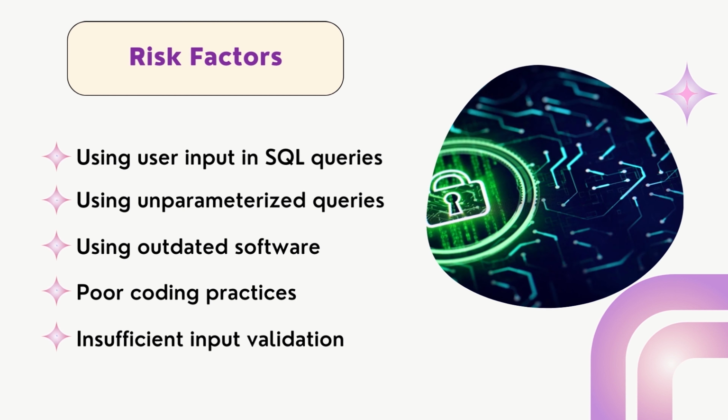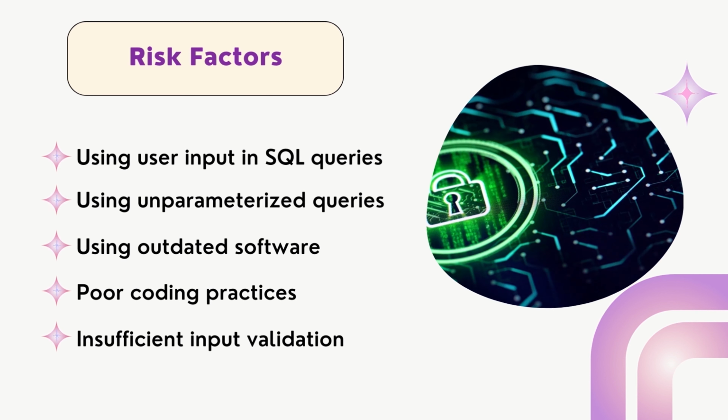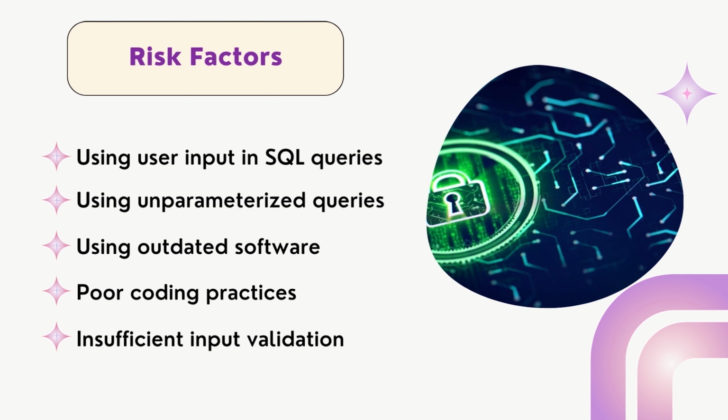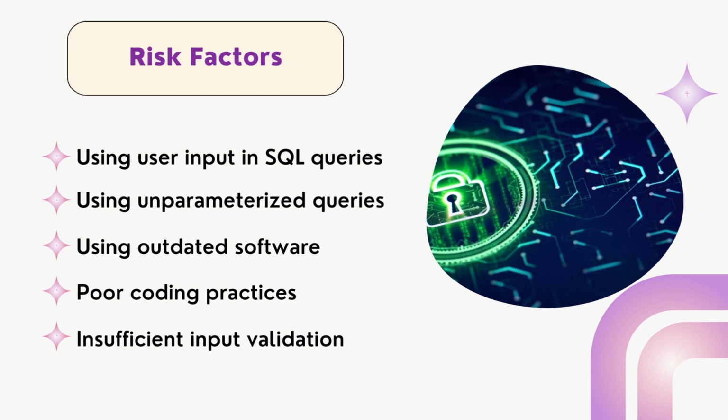Then comes using outdated software. Basically, outdated software may contain vulnerabilities that can be exploited by attackers. Hence, it is very important to keep software up to date to help protect against these vulnerabilities. Then comes poor coding practices. Poor coding practices can make web applications more vulnerable to SQL injection attacks. For example, using insecure functions or not properly sanitizing user input can increase the risk of an attack.